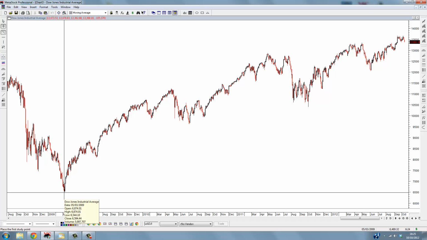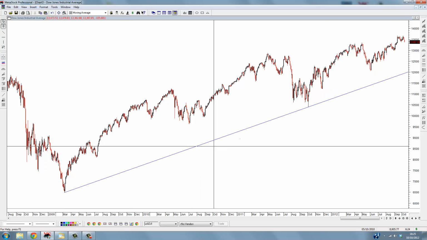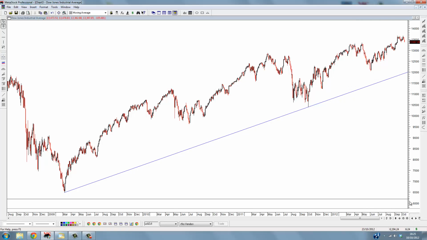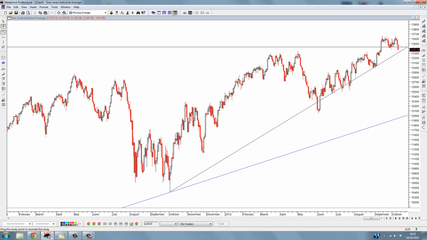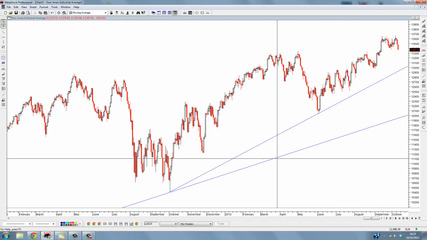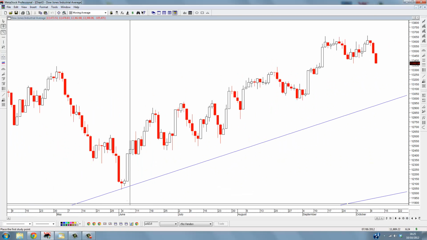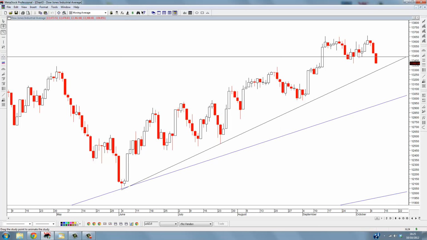So again, I'll do my extremes. All along this line here, you're going to get some support along it. But I want to be more accurate, so I want to do another trend line from over here. Okay, there's another support line there. Now I want to get a bit closer. There.